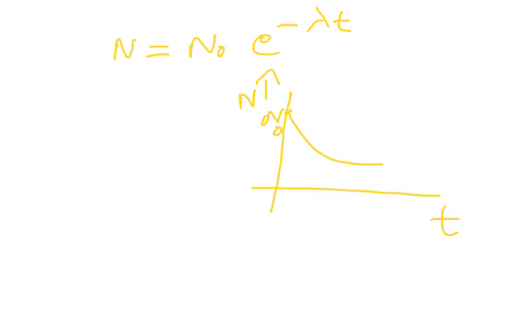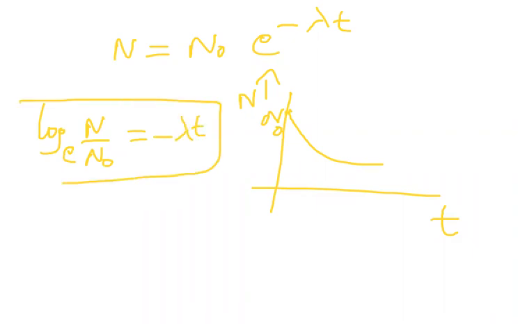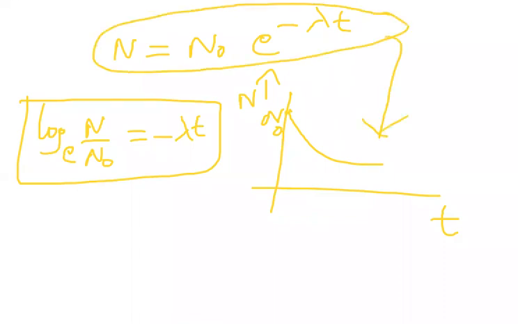Suppose you plot the graph for the logarithm, because this formula we can also write as log N by N naught base e is equal to minus lambda t. From this information, what can we write? Observe carefully, for this formula we got the graph like this. That is a graph drawn between number of nuclei and time.